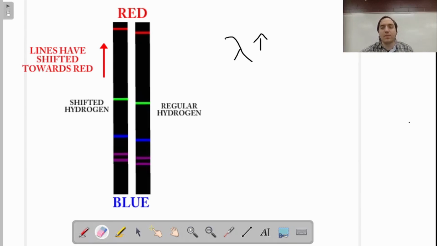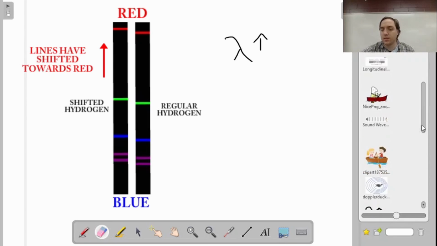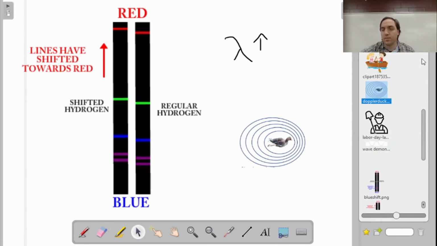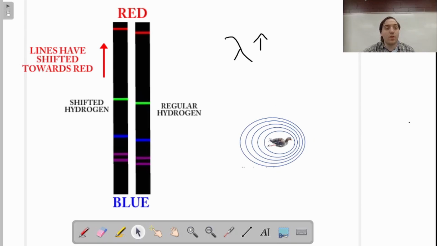If we go back to the duck that we looked at previously and compare it to the star, if we look over here, the wavelength is higher because the duck's moving away. The same is true of the star. The wavelength goes up, the frequency goes down. Whenever we see a planet emitting light from elements that is redshifted, we know it's moving away from us.